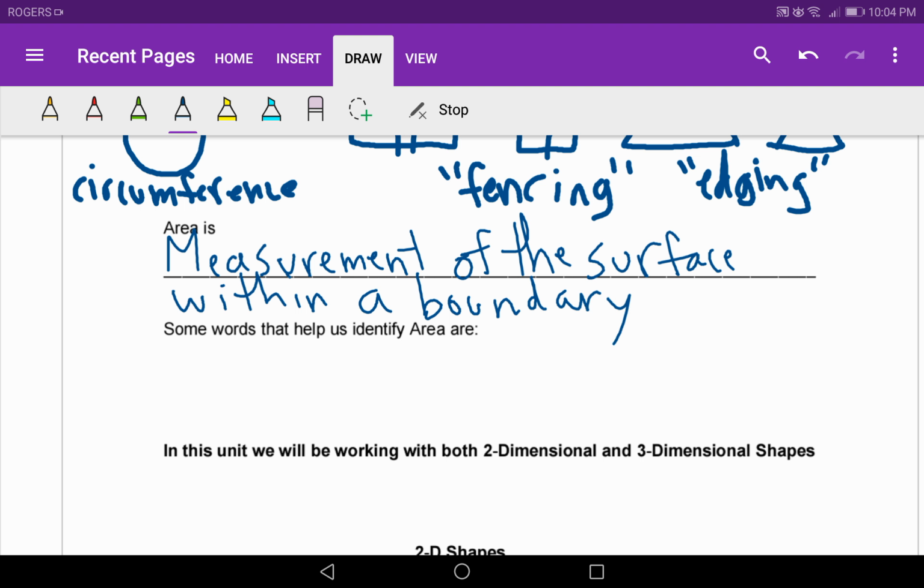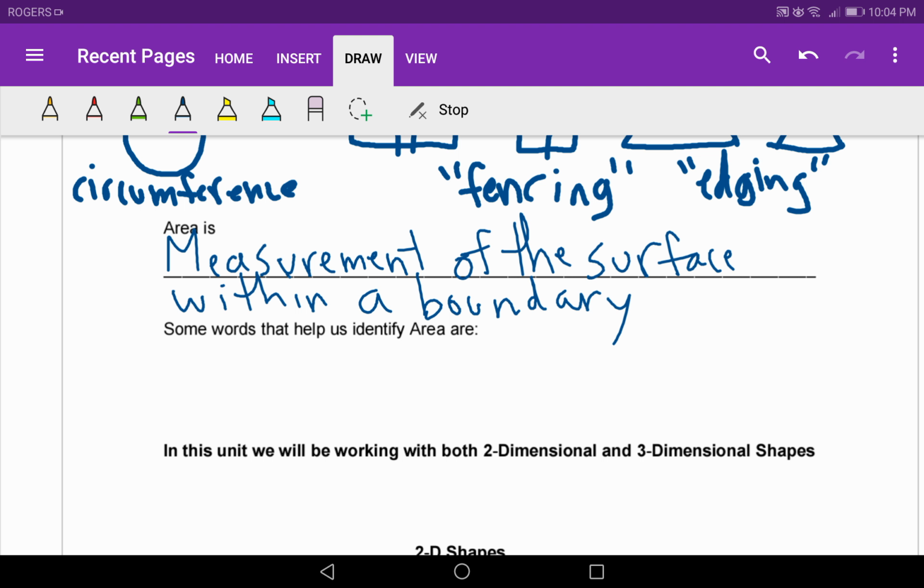So for example, a real life example that could represent area is if you're laying down new grass in your backyard or in your front yard. You're not dealing with perimeter anymore. If you're laying down new grass, you're dealing with the area within the perimeter, the area inside the perimeter, and that is known as area. So that's the space inside the boundary or perimeter.